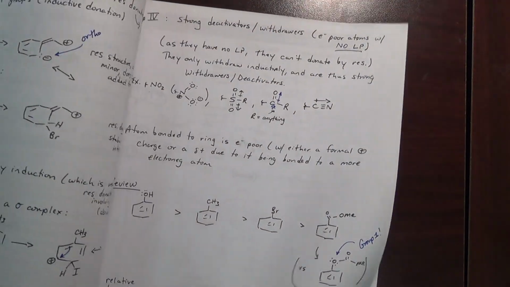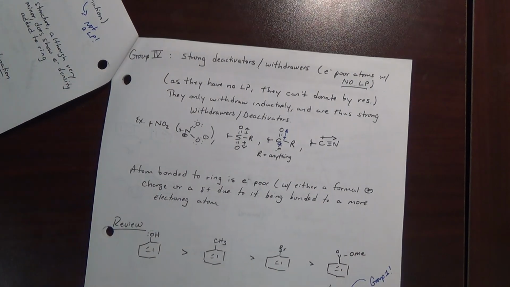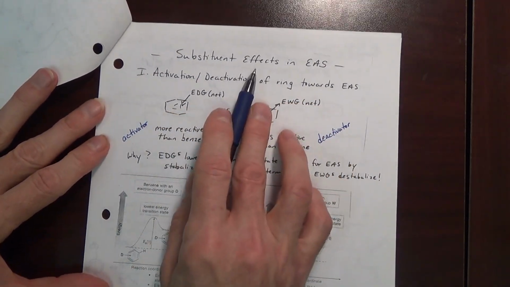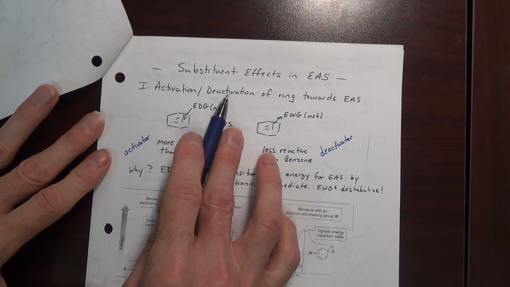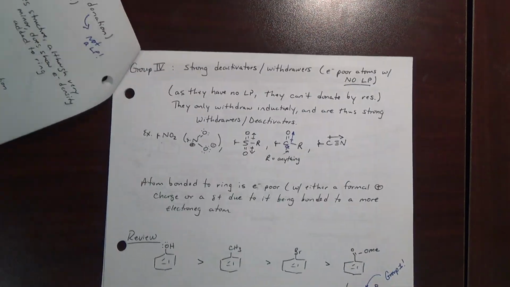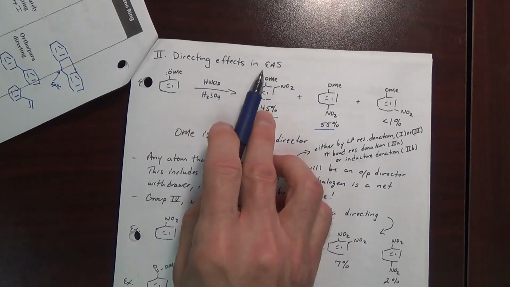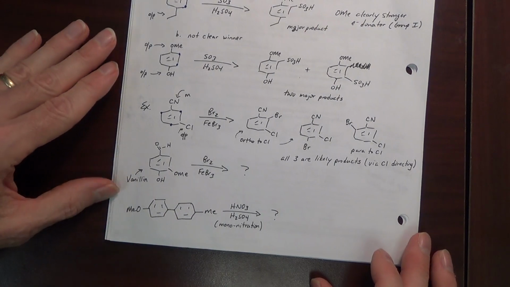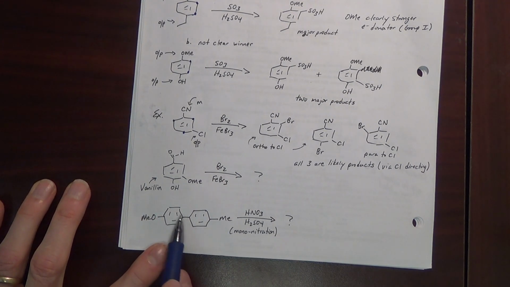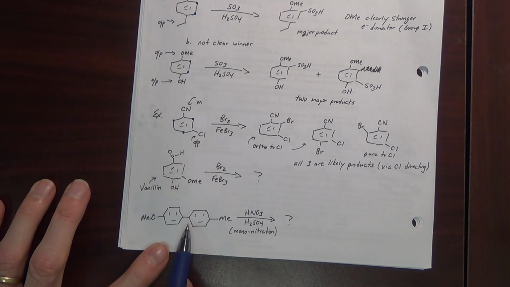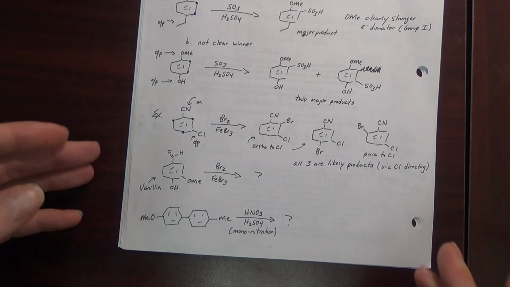So that finishes up directing effects. I'm sorry, let's call that more broadly, substituent effects. There are 2 main types of substituent effects to consider. Activation, deactivation. And directing effects. Sort of looking at which ring reacts fastest is an activation-deactivation argument. Then we look at directing effects.